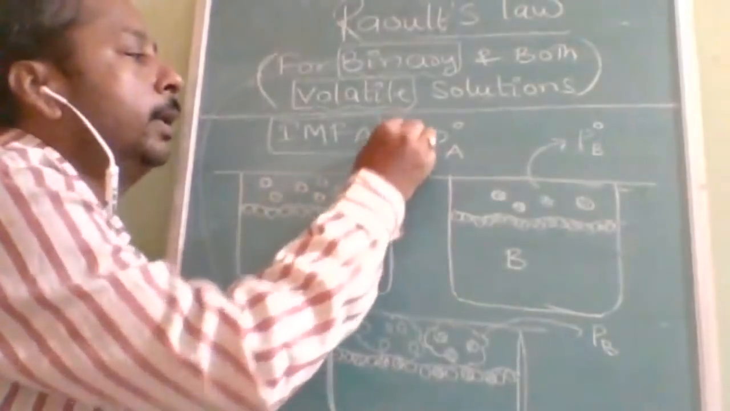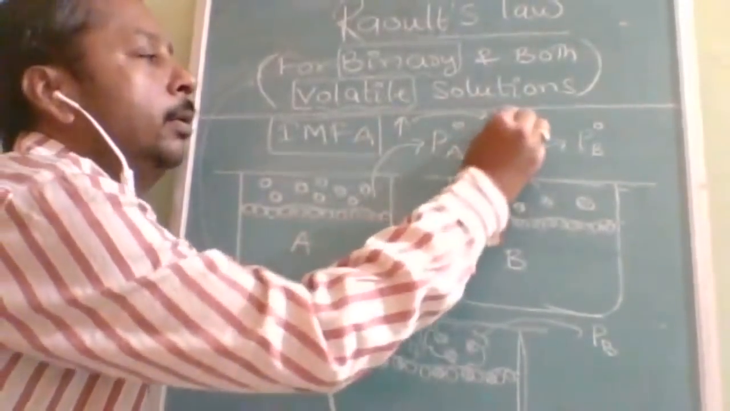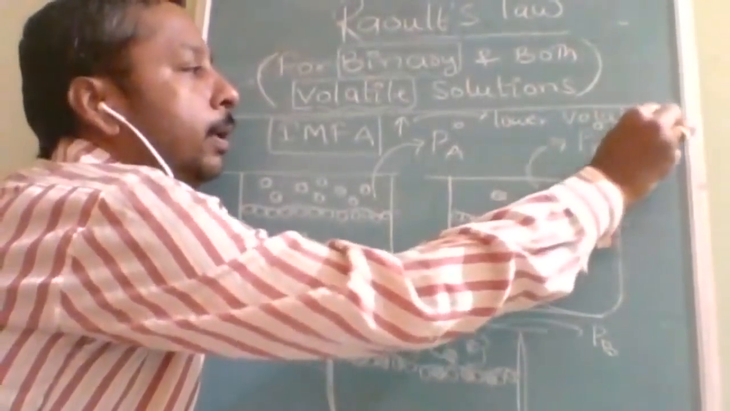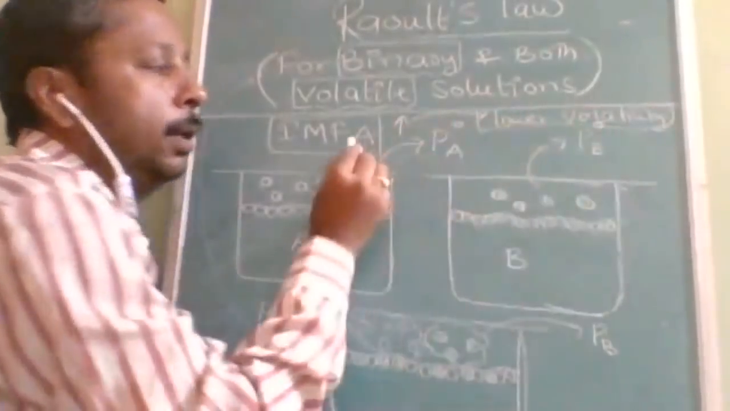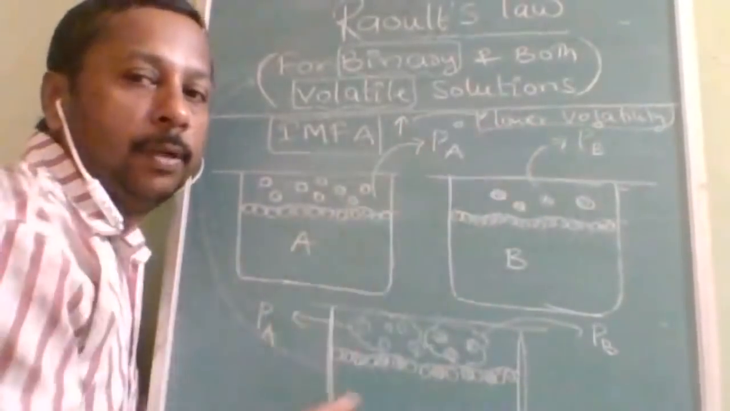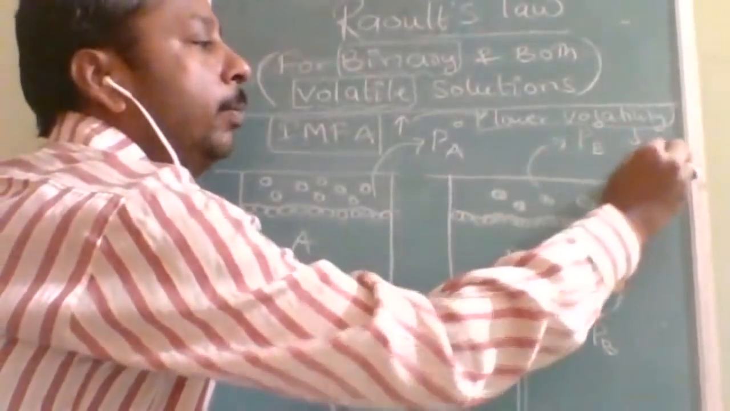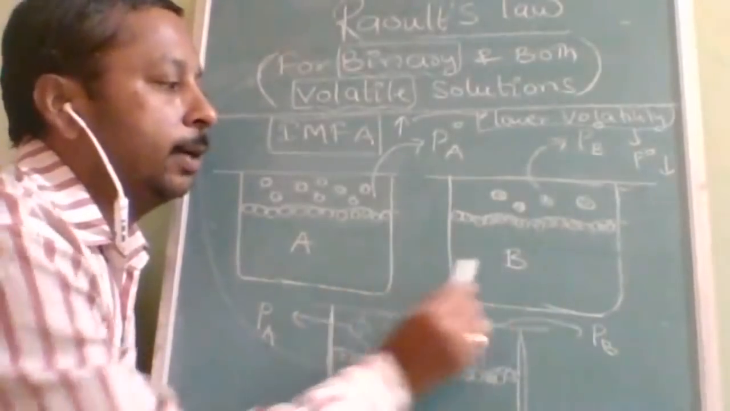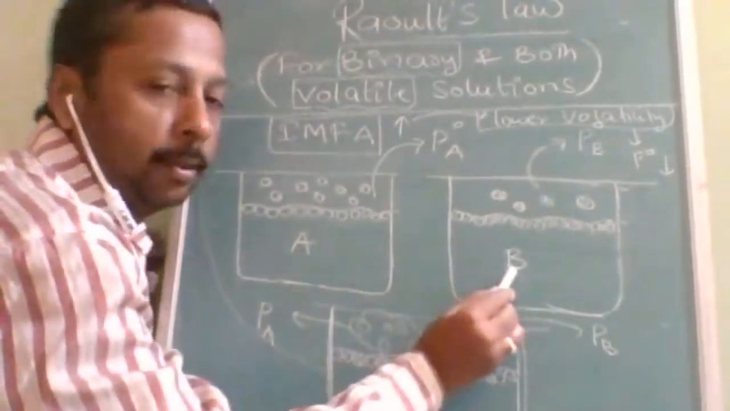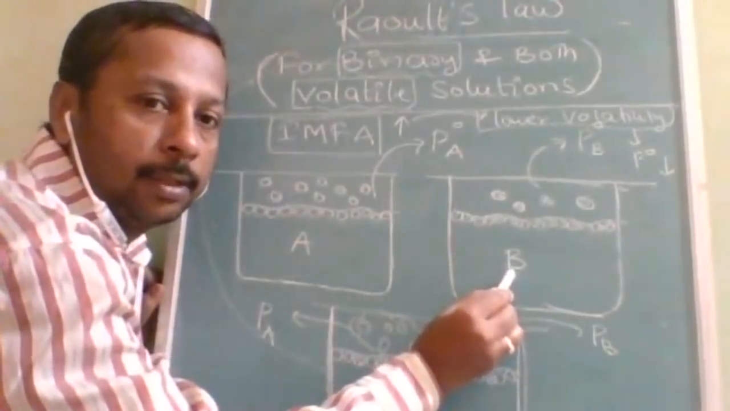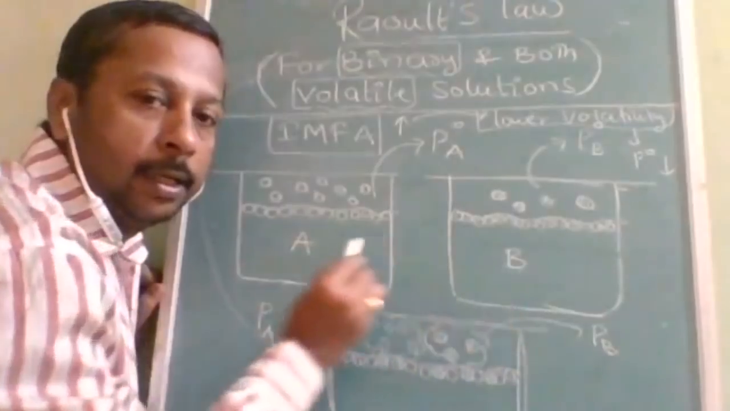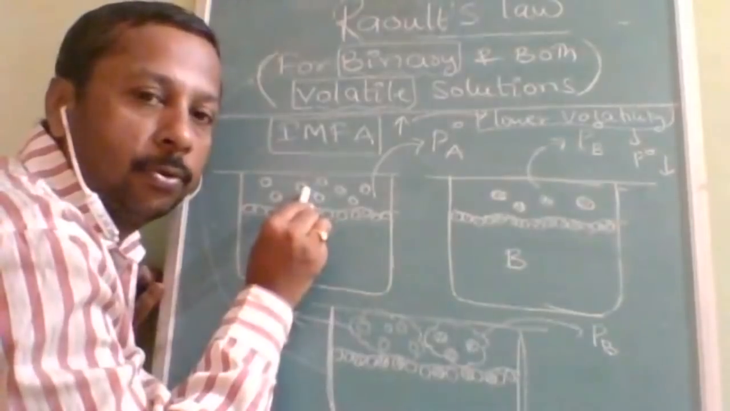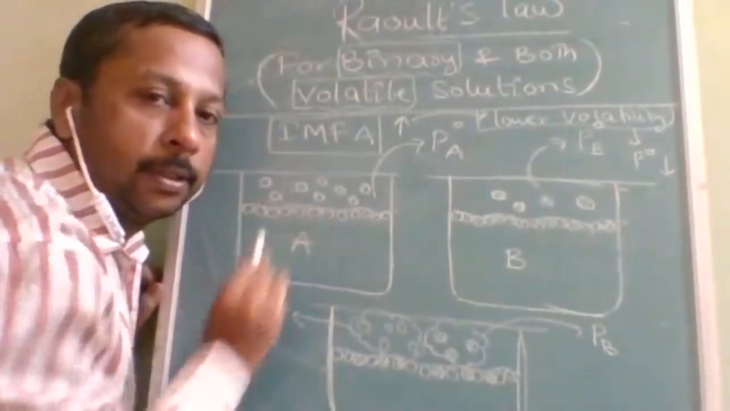Higher the intermolecular force of attraction, lower will be the volatility. Is it understood? Higher the intermolecular force, lower will be the volatility, and lower will be P naught. Now you can understand that intermolecular forces of attraction are strong enough in B, and in A the intermolecular forces are weak. Therefore, evaporation is more, that is, volatility is more, so vapor pressure is also more.